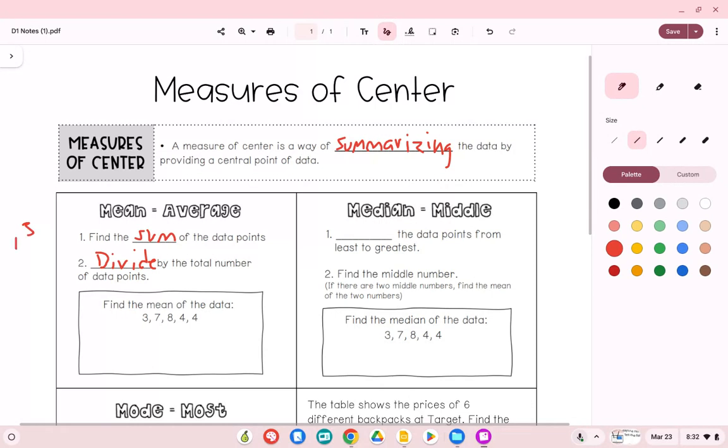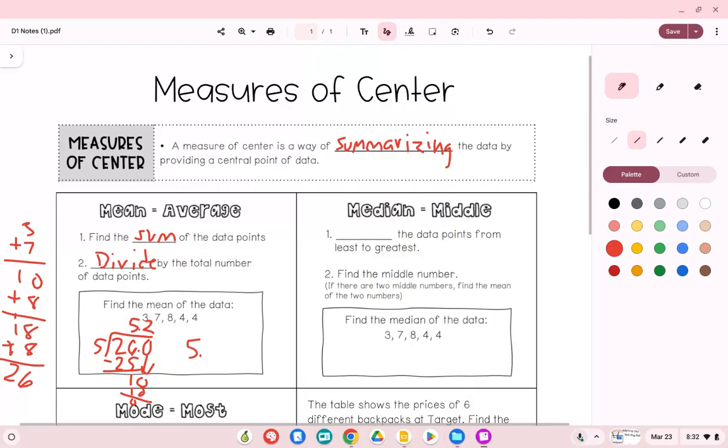So first I'm going to add them up. 7 plus 3, that's 10, plus 8 is 18, and then 4 and 4, that's another 8, would be 26. So the sum is 26, and then since there's 5 numbers, I'm going to divide by 5. 5 goes into 26 5 times, remainder 1. So I can add a decimal and bring down a 0, and 5 fits into 10 2 times. So the mean, or the average of those numbers, is a 5.2.